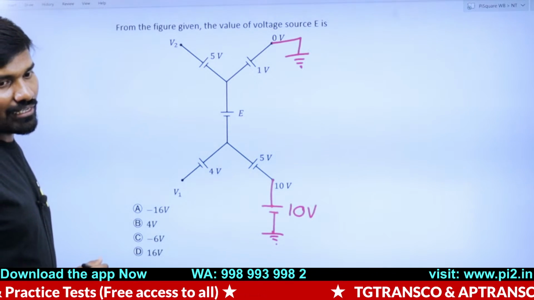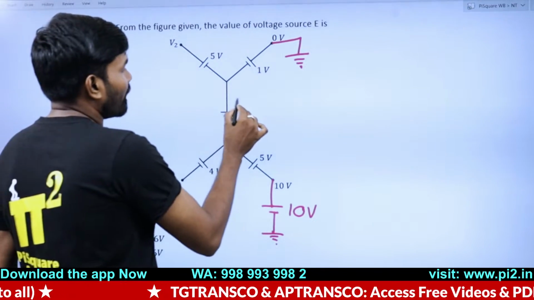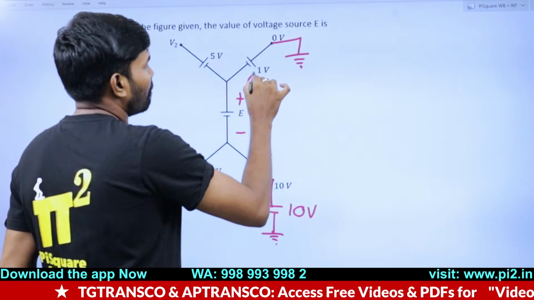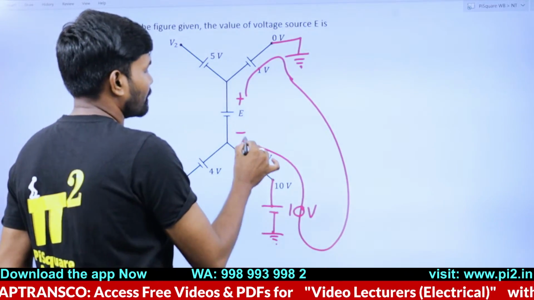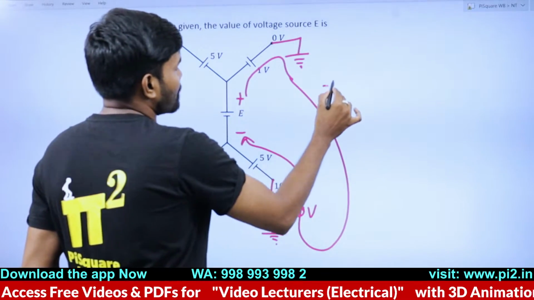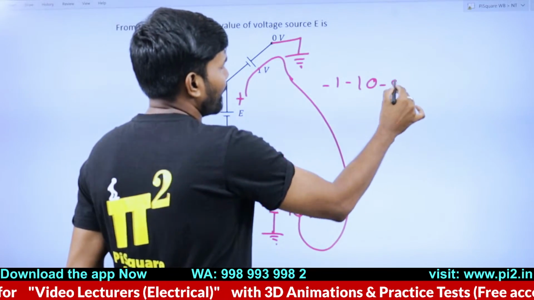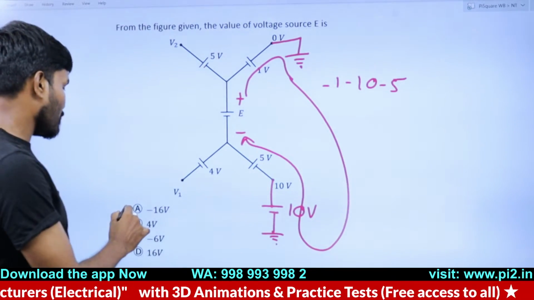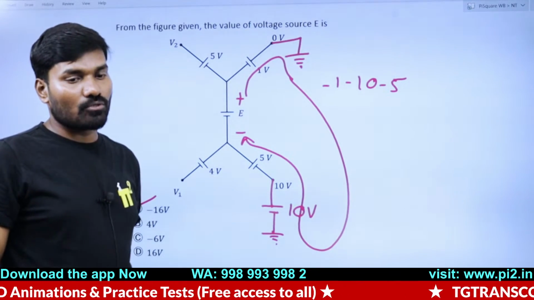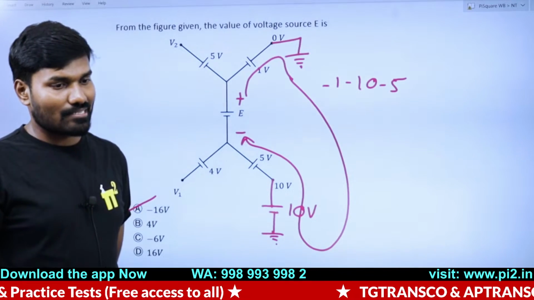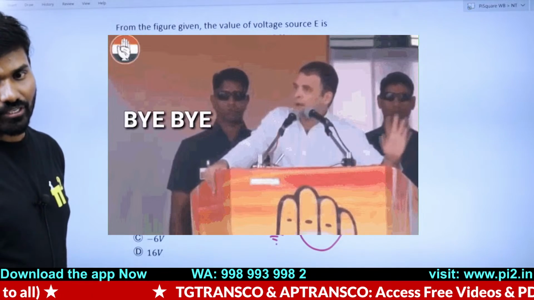Madhuteja, think again and answer. So now I want E. Start here, come back to here. This is ground. Both are same. Like this. E is equal to -1, -10, -5. I gave this concept. -16 is answer. Not 11 volts. Yes. It's done. -16.